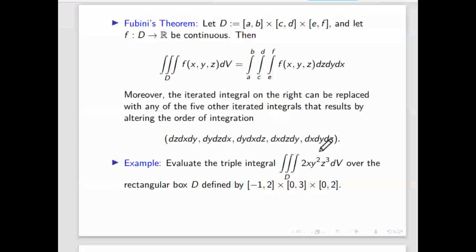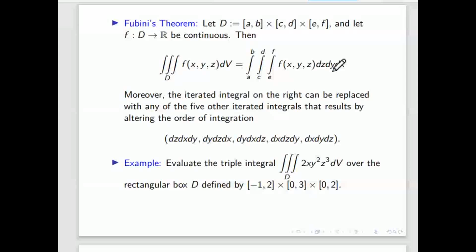So the integration over the domain D, which is this rectangle box, is the same as the integration of this function with respect to x, y, z in any order, whatever combination. So in total here 6 combinations. You can integrate in any order, all will give the same answer, like we get in the double integral. There only 2 are possible, dx dy or dy dx, but here there are 6 possibilities. So in any order you want, you can integrate.